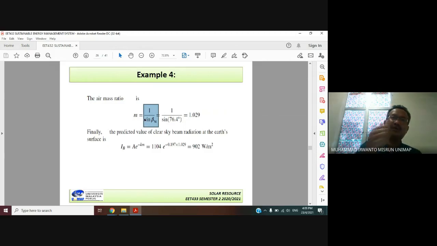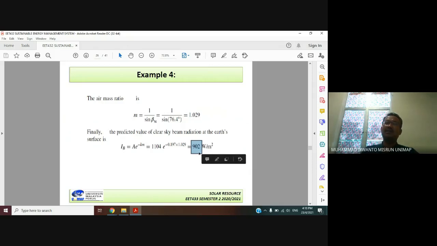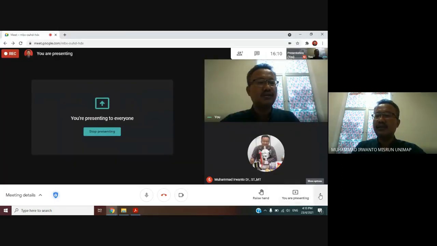After obtaining the values of A, K, and M, lastly we can calculate the beam solar radiation, which is A multiplied by exponential power minus K M. A is 1104 watt per meter squared, K is 0.197, and M is 1.029. So we obtain the beam solar radiation as 902 watt per meter squared. Okay, thank you very much.